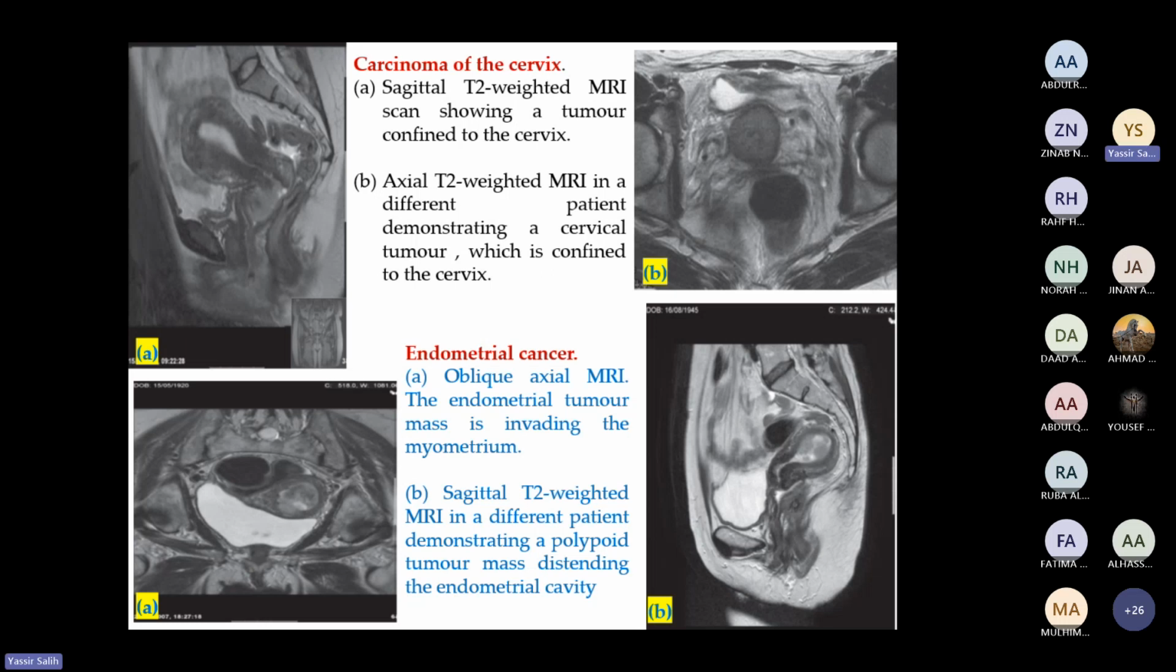So you can see there the endometrial lesion. This is an endometrial lesion with invasion of the myometrium. So this is an endometrial carcinoma.